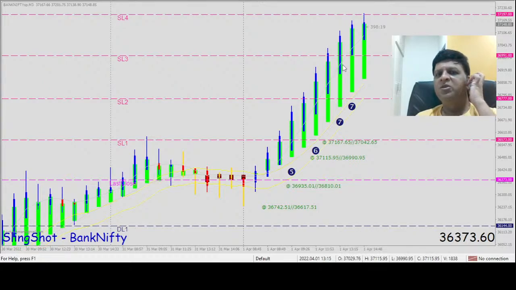2:16 p.m. So basically the SlingShot system has initiated yet another long trade in the 37,100 call, right? So 3 different trades have been initiated so far: this one at the 36,700 call, the 36,900 call, and then the 37,100 call. And what followed subsequently was that the market again continued to trade higher.